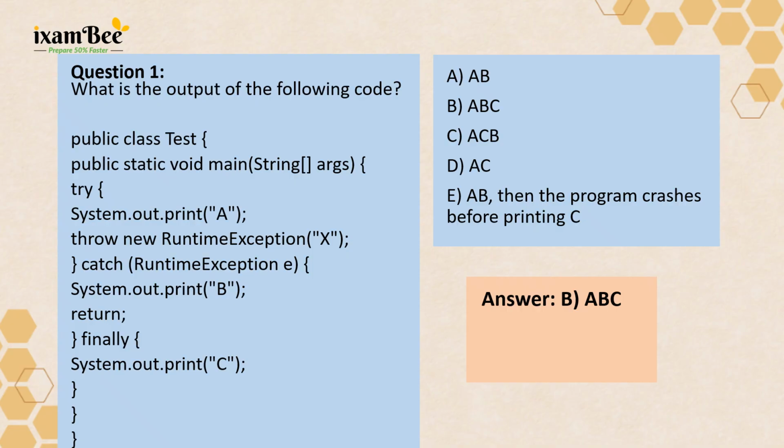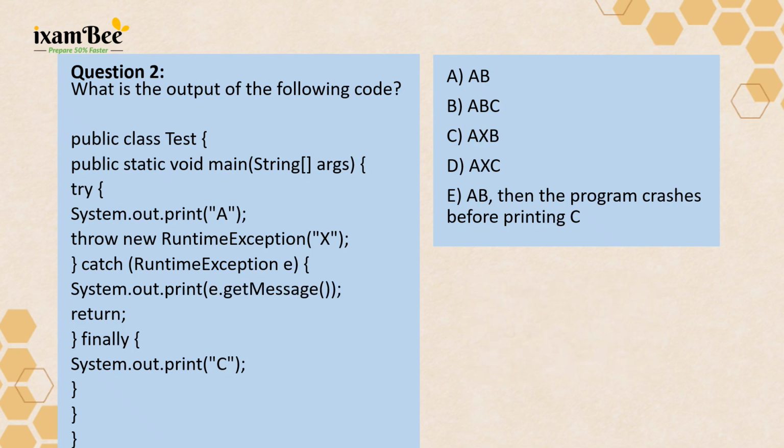Firstly, in the try block, A would be printed. It would throw an exception which would be caught, and B would be printed, and finally would also be printed. Remember that even in case of a return, finally is going to be executed.